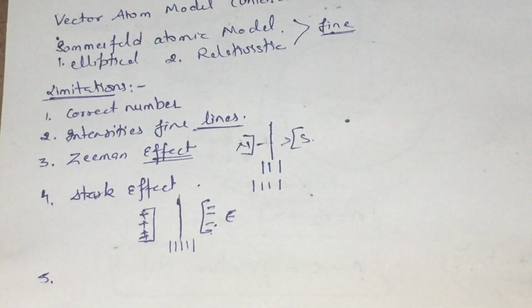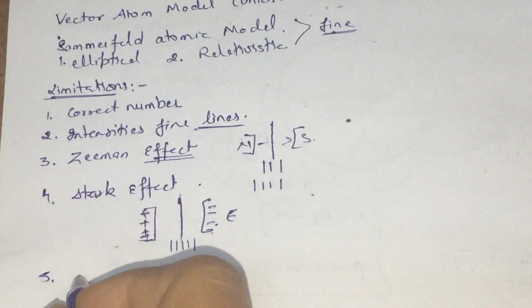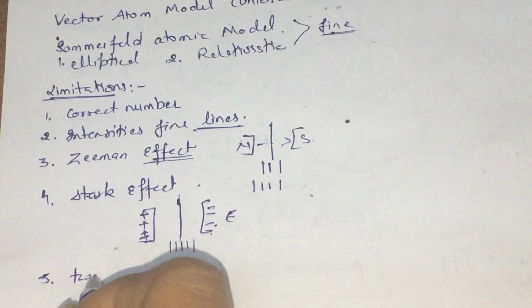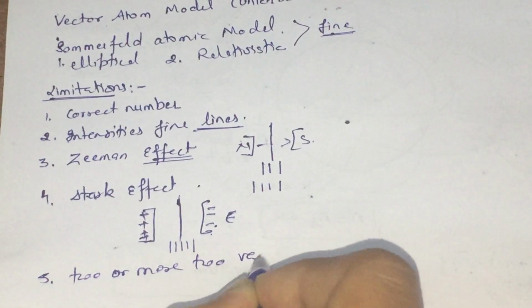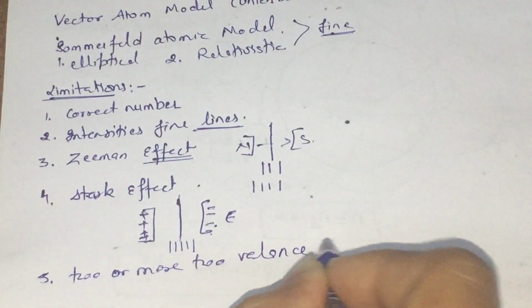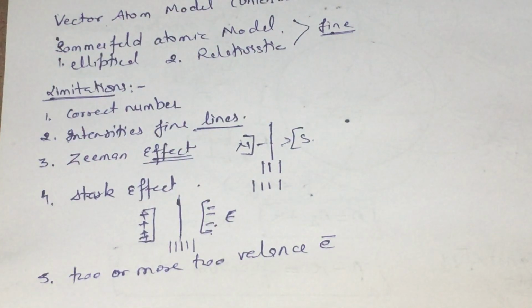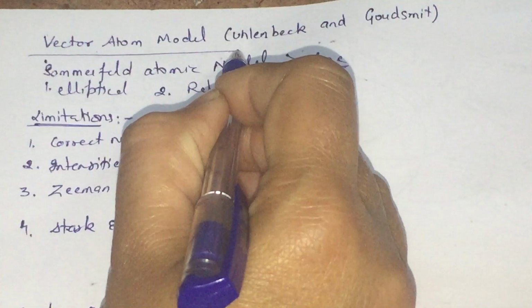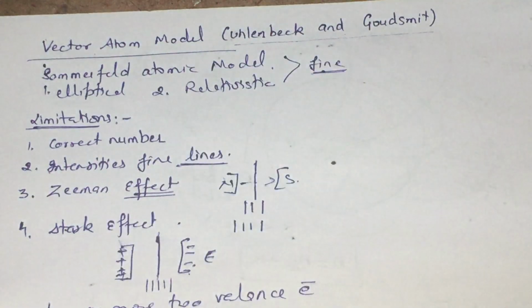The Sommerfeld atomic model was also unable to explain what will happen if there are two or more valence electrons in the outermost shell. These are the limitations of the Sommerfeld atomic model, and these limitations are overcome with the help of the vector atom model, which is given by Uhlenbeck and Goudsmit.